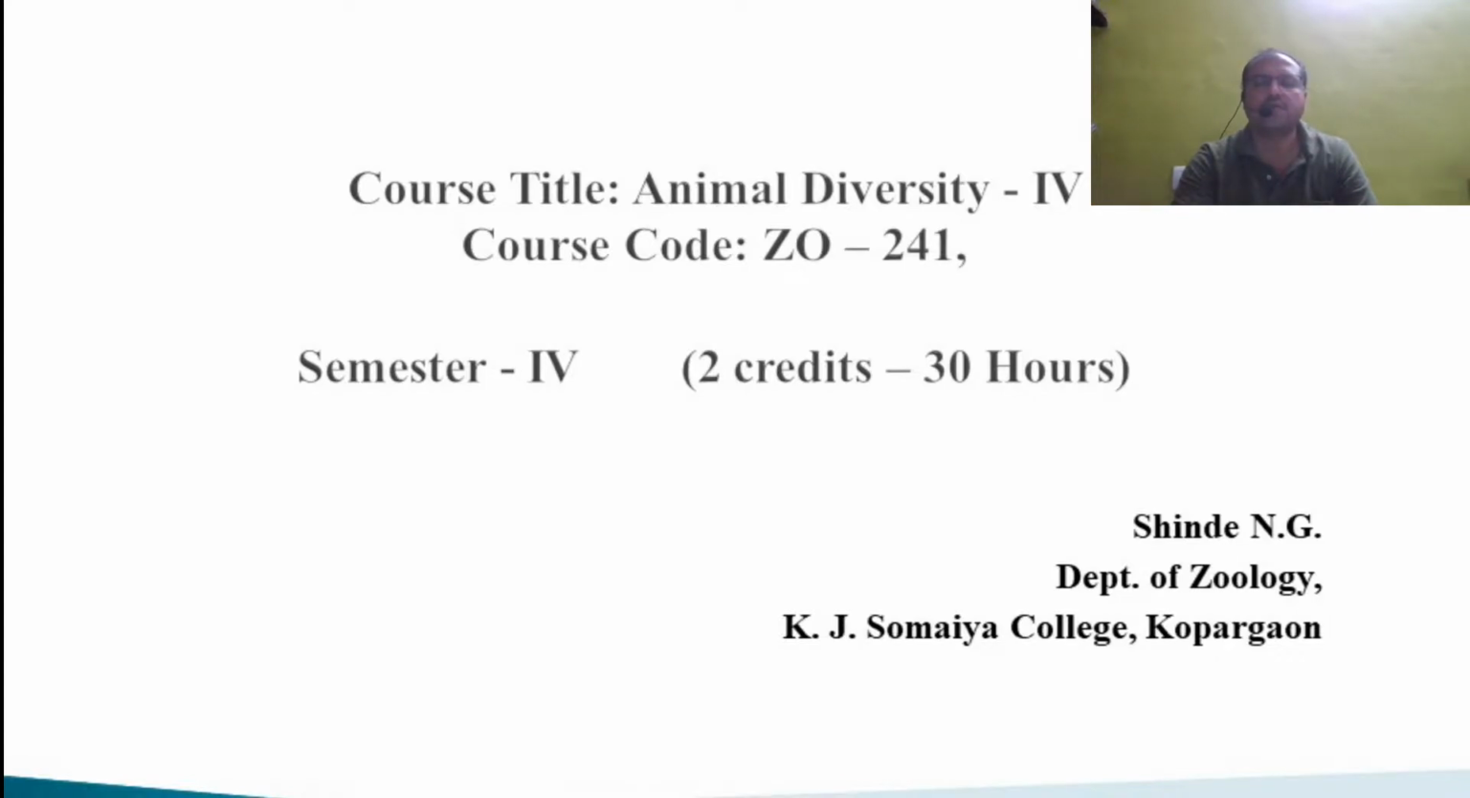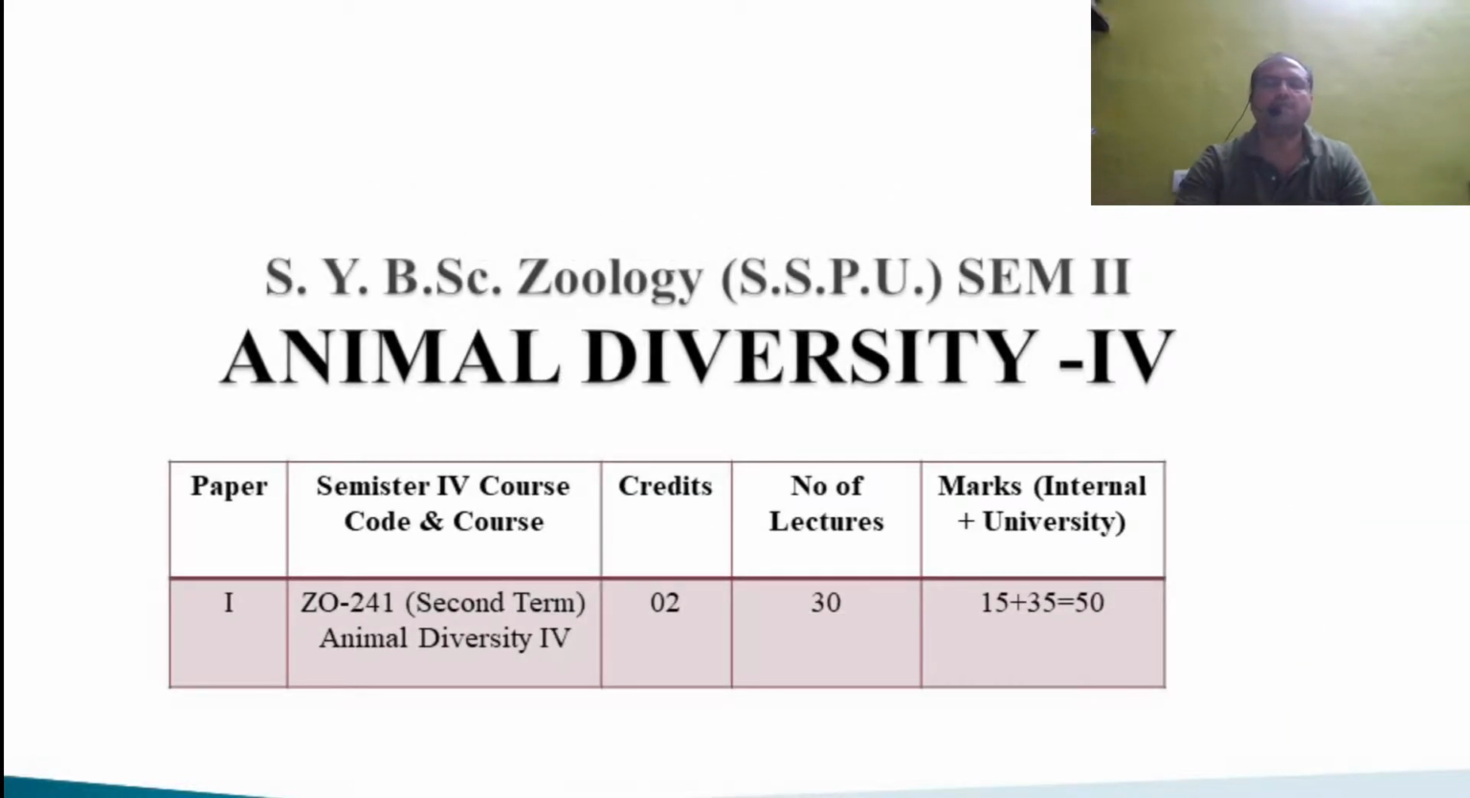This Animal Diversity 4th includes the remaining classes of Chordata after the ones that you studied in the first semester, from Pisces to Amphibia. Now reptiles, aves and mammals we will see in this semester.